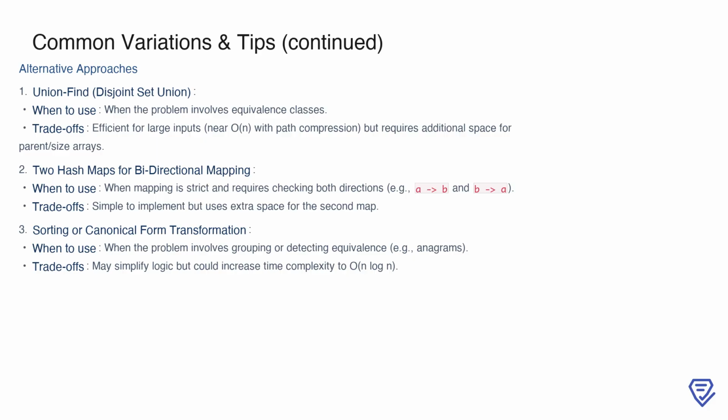Finally, sorting or transforming strings into a canonical form can be helpful for problems involving grouping or detecting equivalences, like anagrams. However, this approach may increase time complexity to O(n log n), so it's important to weigh the trade-offs before deciding on the best method for your specific problem.